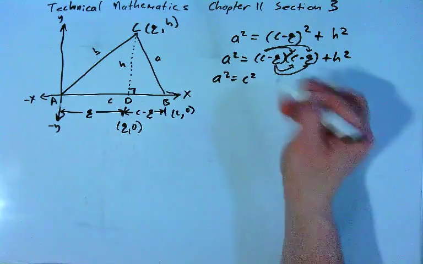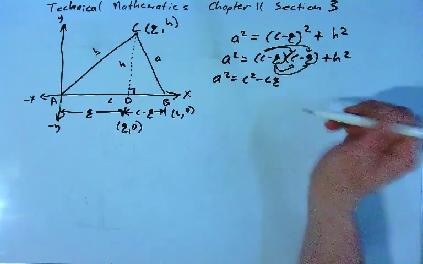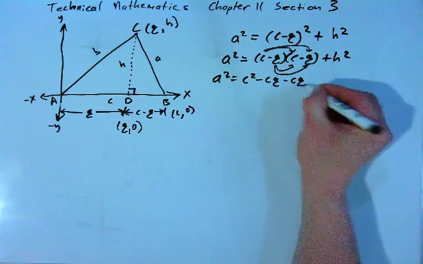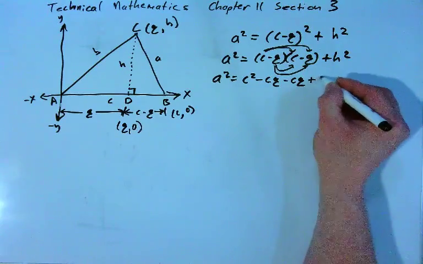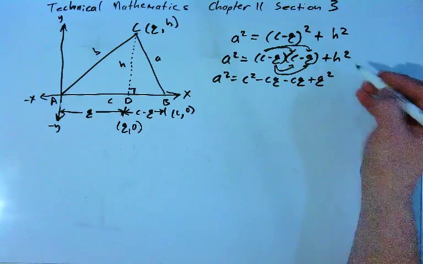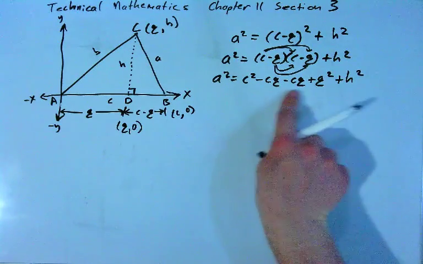C times a negative G, which is negative CG. We get negative G times C, which is also negative CG. And then negative G times negative G, which is going to be a positive G squared. And then also I have this plus H squared out here. And so I do have some like terms here.